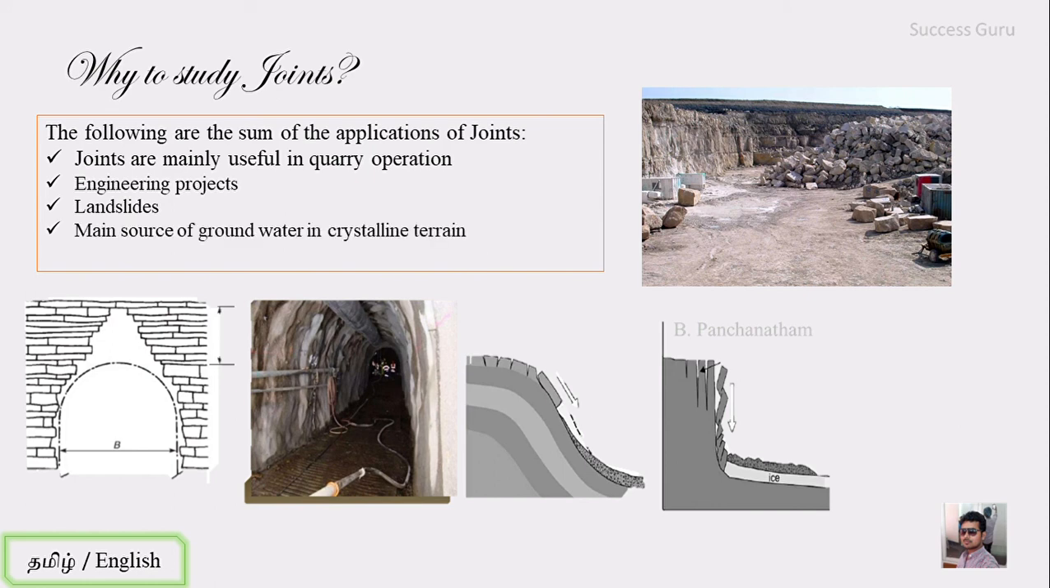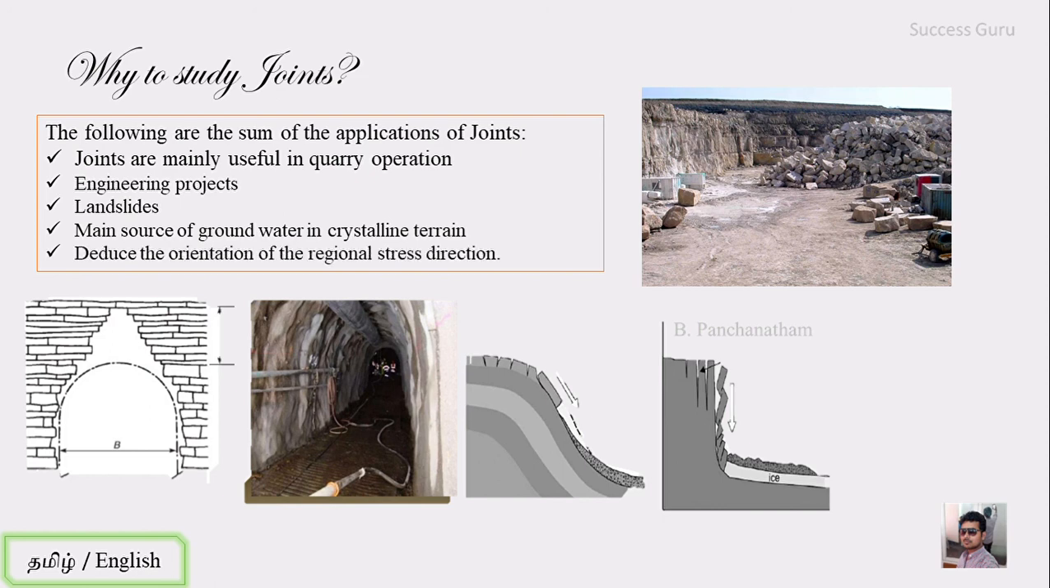And the next one is the main source of groundwater in crystalline terrain. As you know that the sedimentary rock consists of pores, and which can be porous and permeable, and that yield you water. But if you are in a metamorphic rock terrain or igneous rock terrain, there will be not many pores, right? So these joints act as a porous medium that can transport water and also store water. So the main source of groundwater in a crystalline terrain is a joint.